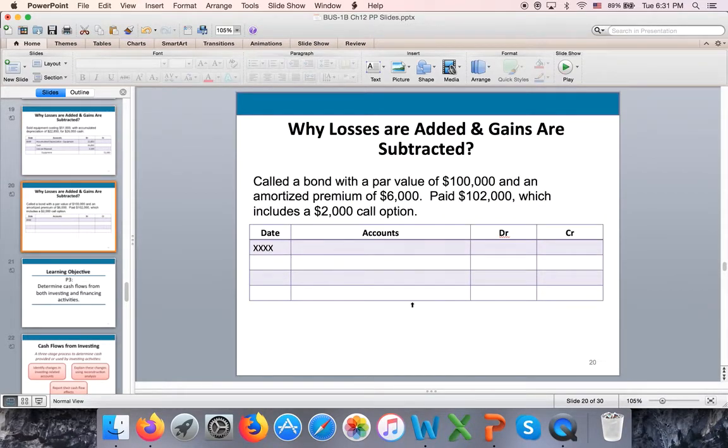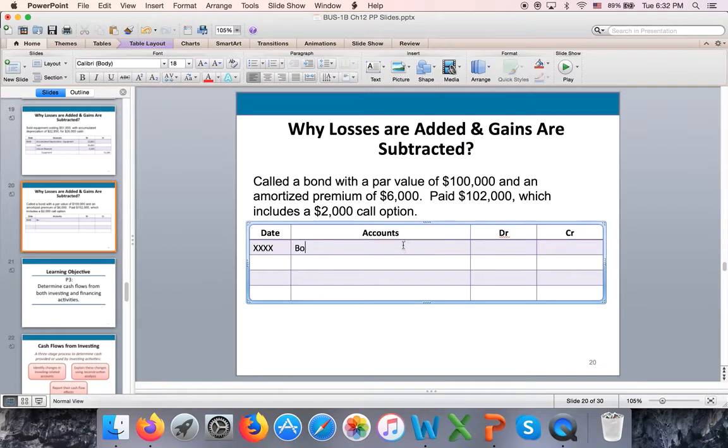And for the gains, I have a different example. So we call the bond right here. Calling a bond meaning retiring it early with a par value of $100,000. So bonds payable, again, we covered it in chapter 10 in financial accounting. So I'm going to debit it to make it zero.